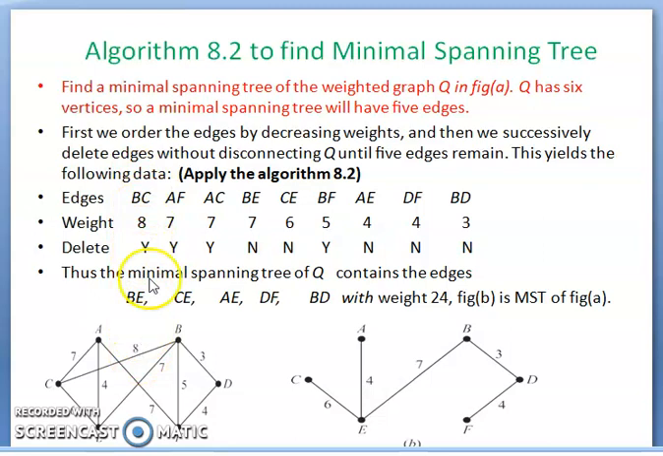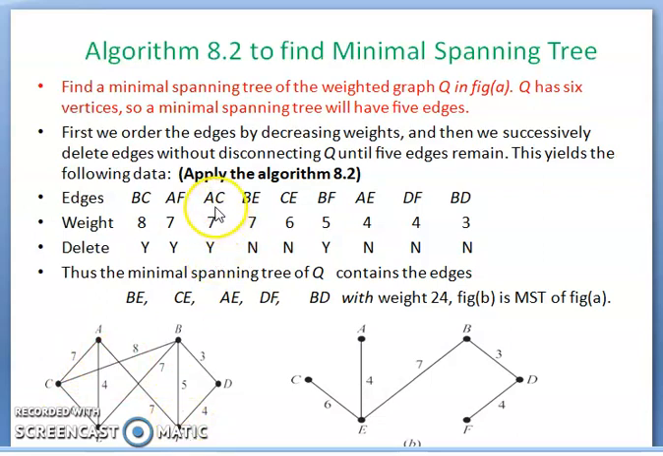And the next value, in decreasing order, is AF, A and F. Again, you remove this one. So you can remove this because the graph is not disconnected. Still the other edges are there. So if you remove BC, that is not disconnected. If you remove AF, that is also not disconnected.